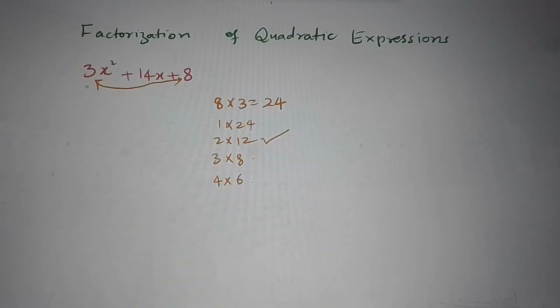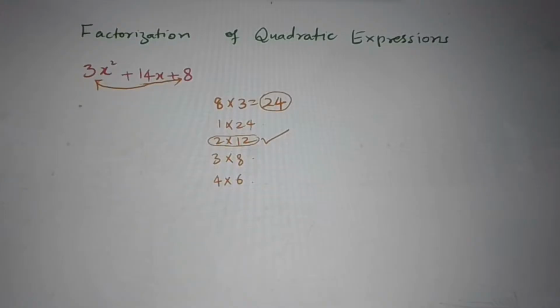It is 3x squared plus 14x plus 8, which is being factorized using the middle term break method. First we multiply 3 and 8, so they make 24. 24 is the number we need to focus on. 24 can be formed using 2 and 12. So 2 and 12 can make 14 for us, right? So we choose this pair, 2 and 12.